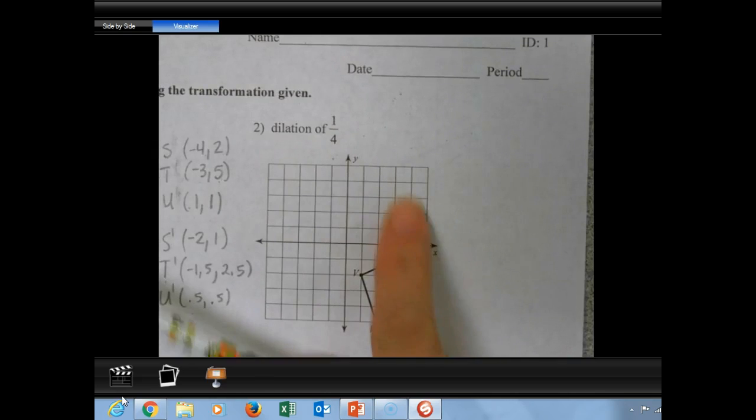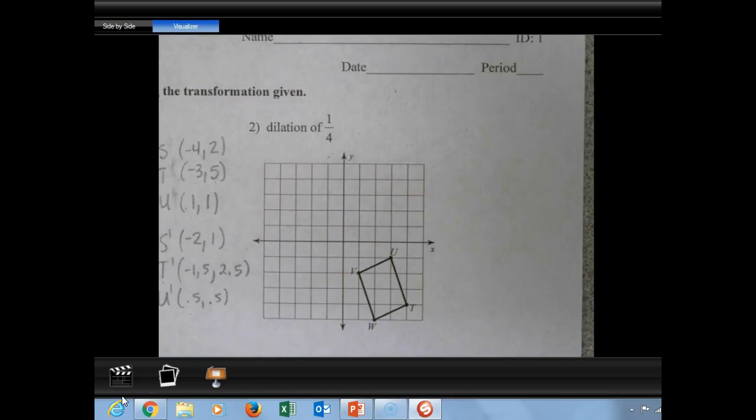So what would my decimal form of 1/4 be? Anybody know? Decimal form of 1/4. What is 1 divided by 4?